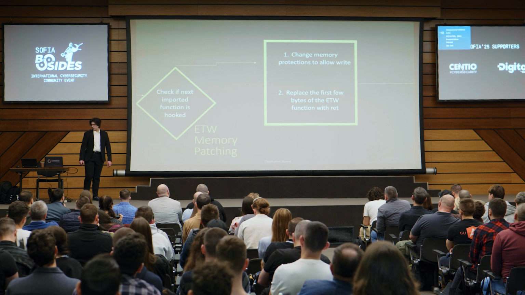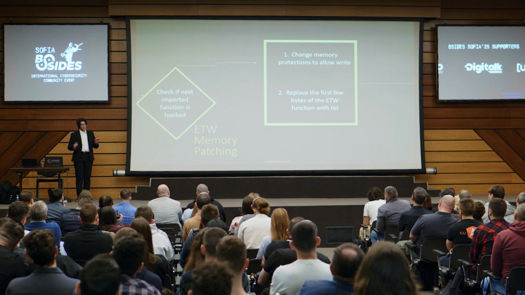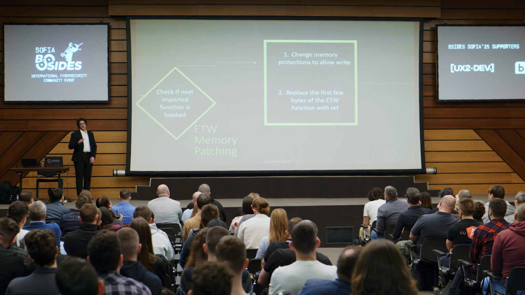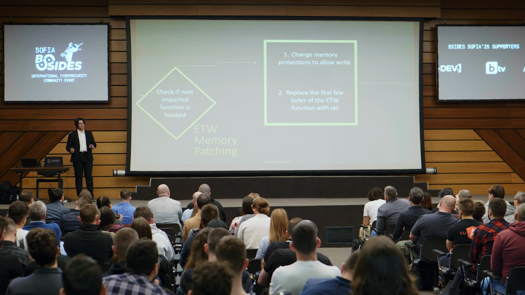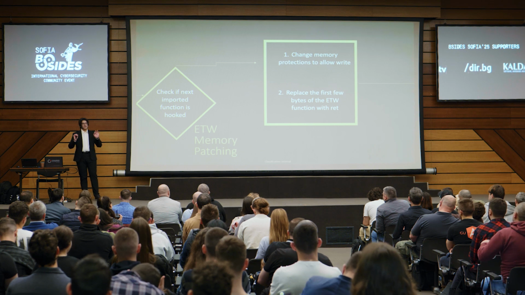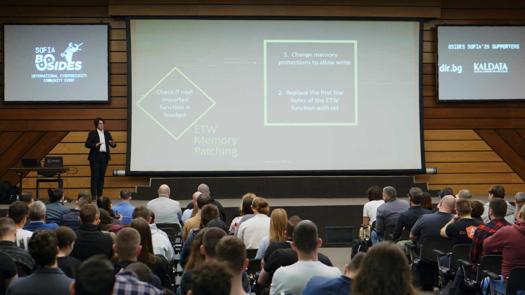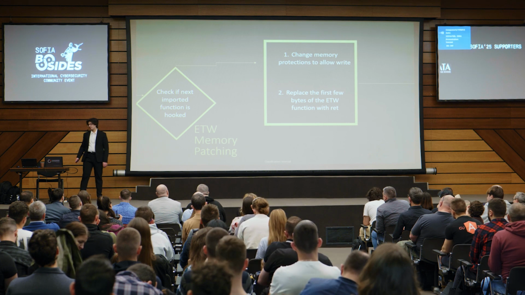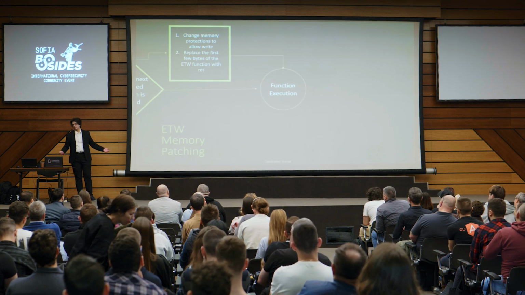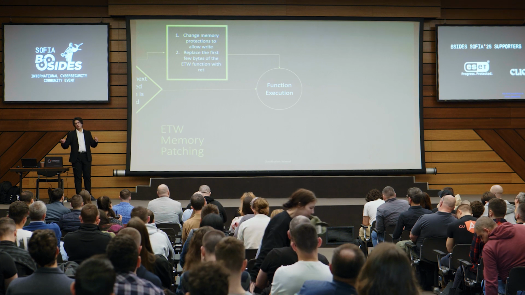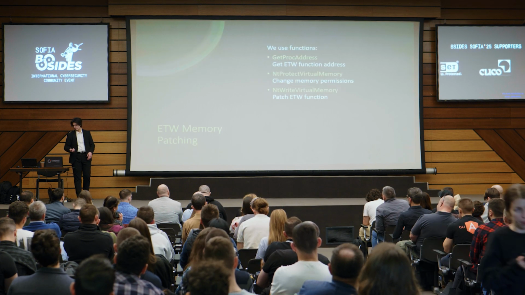Then we're going to change the memory protection of the next function, the ETW function, and replace the first few bytes with a ret instruction. Basically, the ETW function is called, nothing is executed, we have just a ret, back to our malware. And finally, okay, we have the execution of our intended function, for example, VirtualAlloc or NtAllocateVirtualMemory.